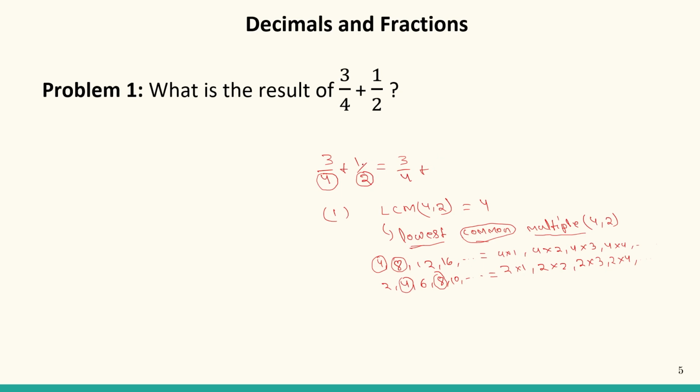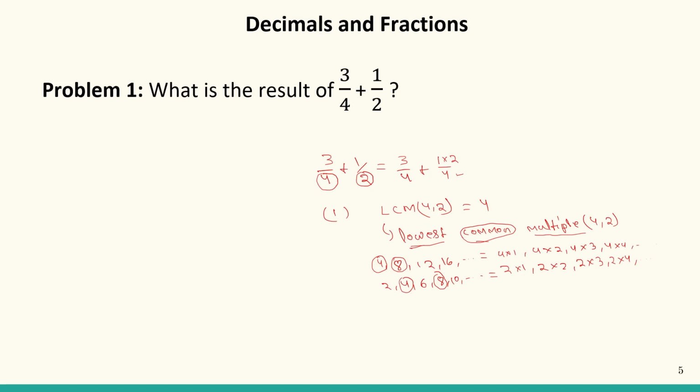So how can we convert 1 by 2 into a fraction with denominator 4? Let's write 4 in the denominator first. If I multiply 2 down here, it becomes 4. And since we have multiplied by 2 down here, we need to multiply by 2 up there. So 1 into 2.